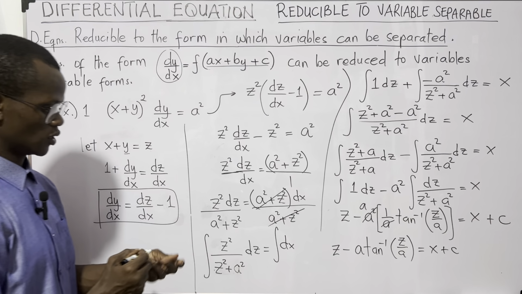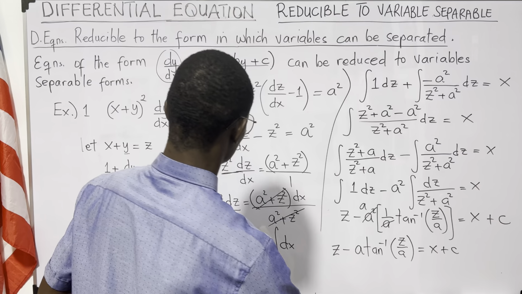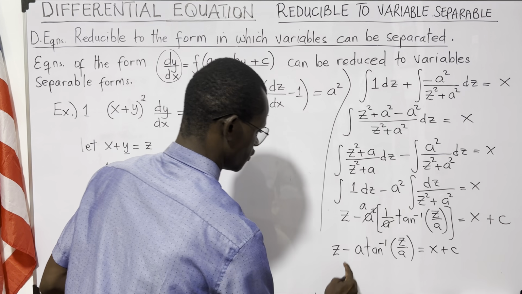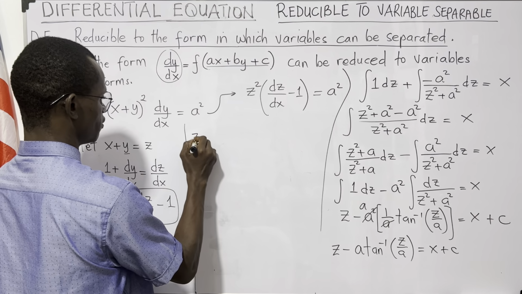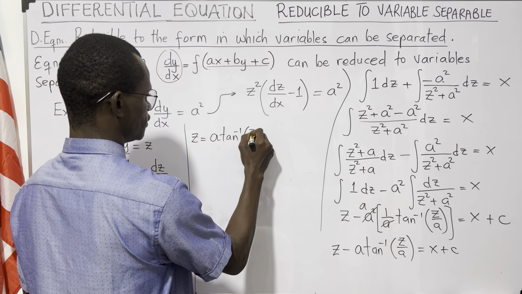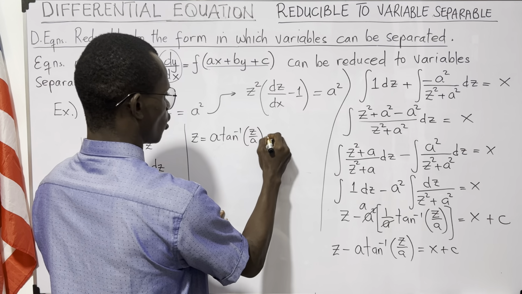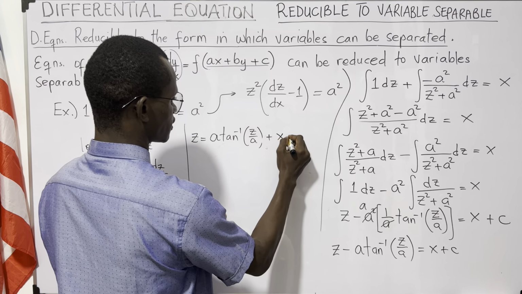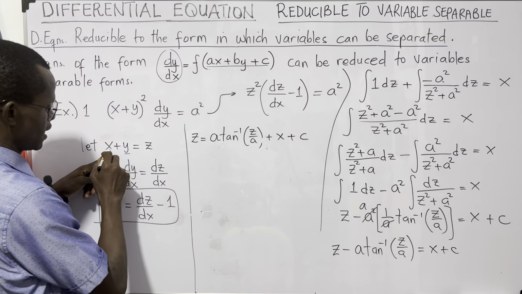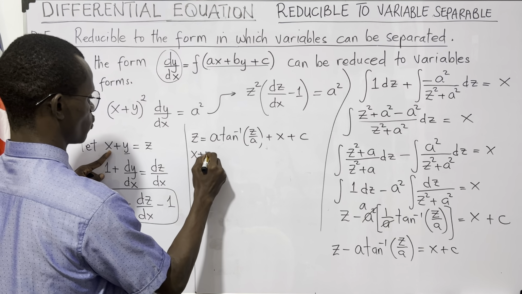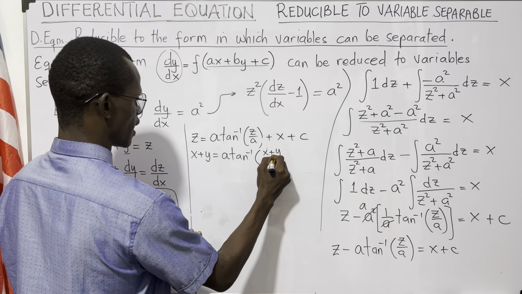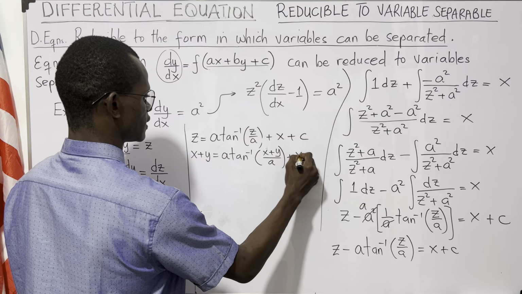So what do we do? We send this term across and simplify further. We have z equals a tangent inverse of z over a plus x plus c. But what was z from the beginning? z was x plus y. So this is x plus y equals a tangent inverse of x plus y all over a plus x plus c.